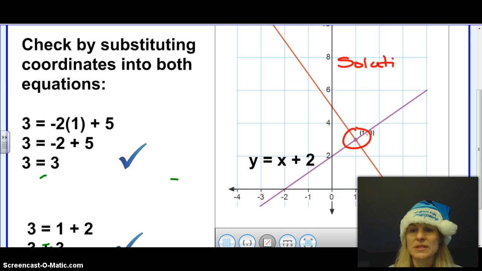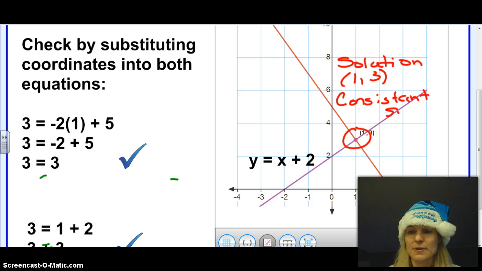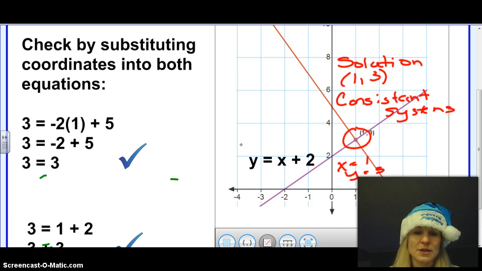So here we say the solution of these two systems of equations is 3, 1, and it's called a consistent system, which means it consistently has one solution. So what we're saying is x equals 1 and y equals 3. There's my 1 and my 3. If I plug these two values in for both equations, they will be true.